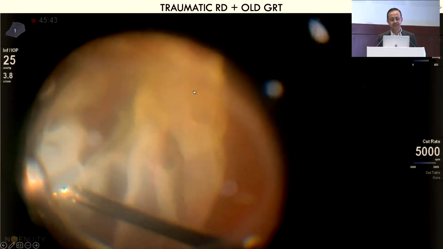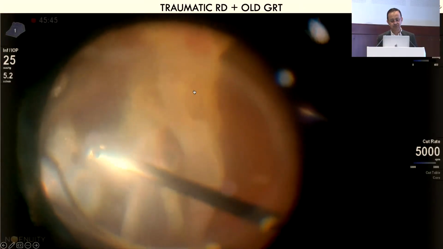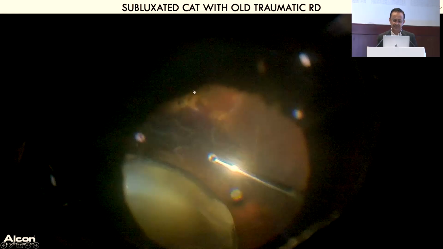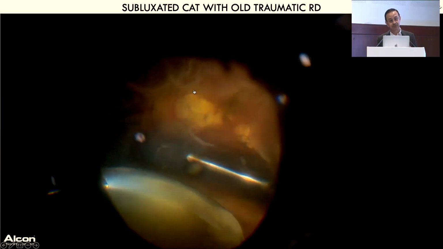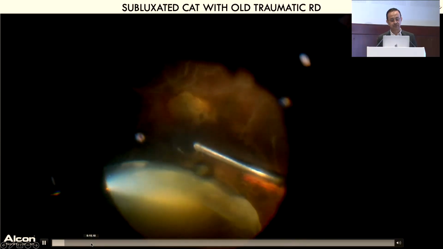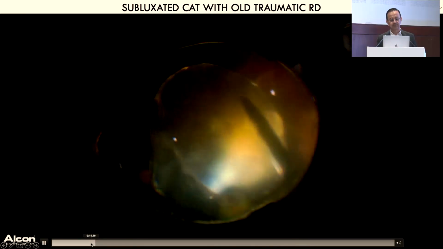So this is another case of traumatic retinal detachment with old GRT. Now, as I said, sometimes it is also associated with comorbidities in the form of a subluxated cataract, which also needs concomitant management, as you can see. So after doing vitrectomy, I am doing lensectomy.